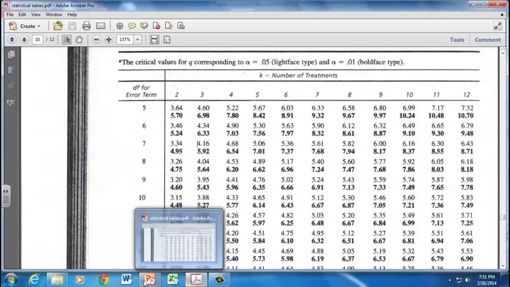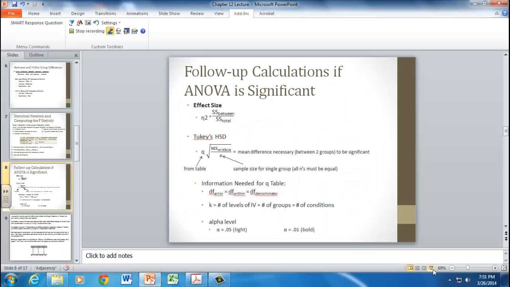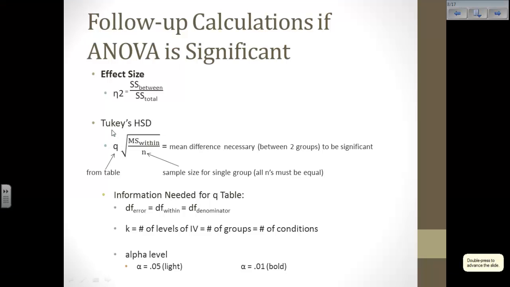So don't start looking around for a formula of how do I calculate Q? You don't calculate Q, you find it in the table and then you use that to calculate Tukey's HSD. So you'll take whatever value you find in the table, multiply it by the square root of the mean squares within, which you already calculated in step 3 of your hypothesis test, divided by the sample size for a single group. So to hand calculate Tukey's HSD, you need to have an equal sample size across all of your groups, because this just represents N for each group, not N added together.